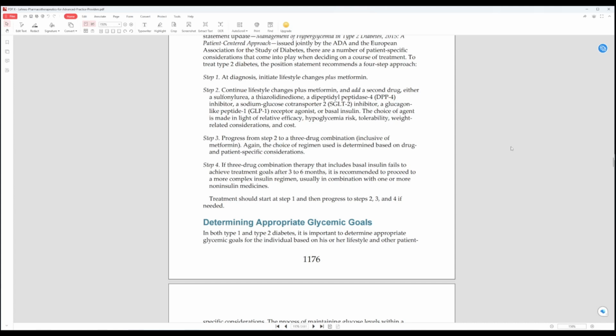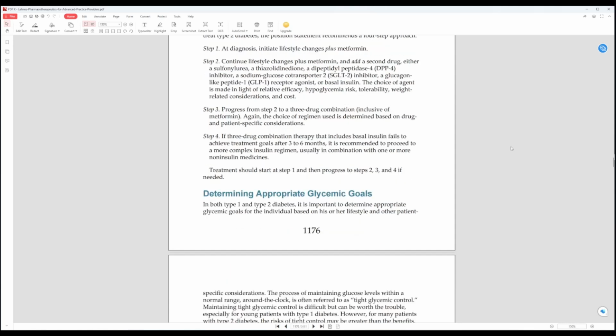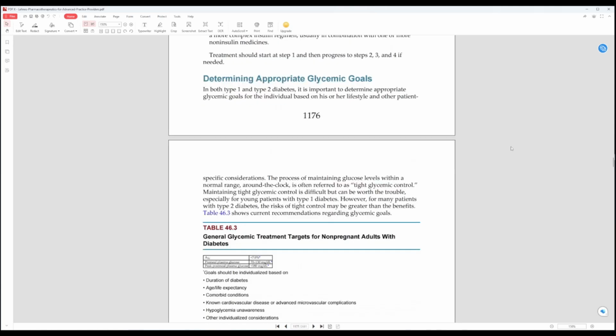to 6 months, it is recommended to proceed to a more complex insulin regimen, usually in combination with one or more non-insulin medications. Treatment should always start at Step 1 and then progress through Steps 2, 3, and then 4 if needed. You shouldn't need to skip steps in order to get proper treatment or proper care.